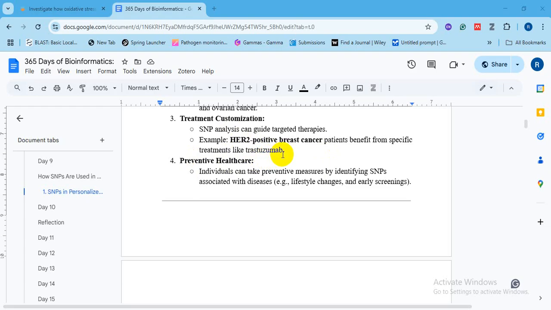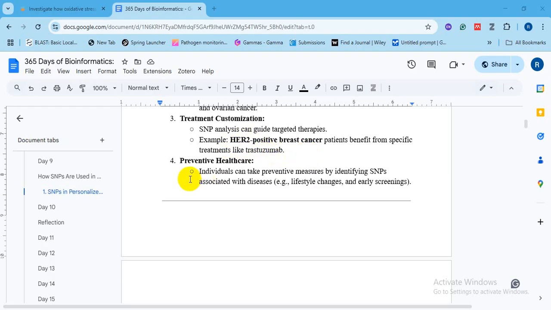like trastuzumab. So what is this? It is a genetic variation in the gene producing HER2, leading to excess production of the HER2 protein in this breast cancer. What we can benefit from this information and this genetic variation in this specific patient is that we can target these receptors specifically with a specific drug.